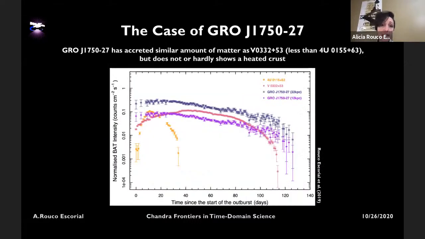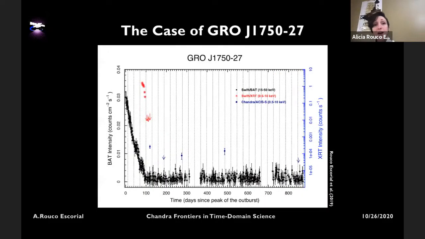So for the first case, we calculated the fluences and saw that 1750 was the system that accreted the most and the longest, and 4U was the one that accreted the least. However, the 4U source shows cooling emission and the 1750 does not. The other reason may be that we are not detecting cooling emission, but very low level accretion.